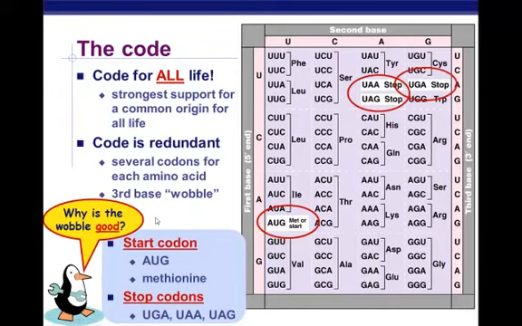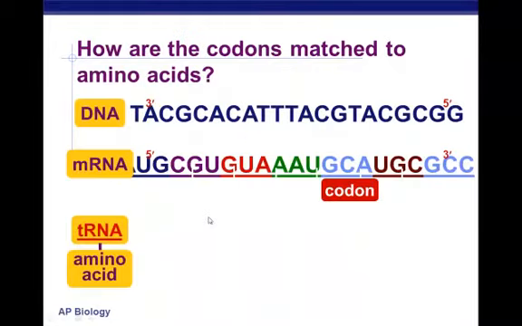So think about the wobble. Why do we have a wobble? It allows us to have a little change in the code without impacting the protein. We can absorb some of those differences.